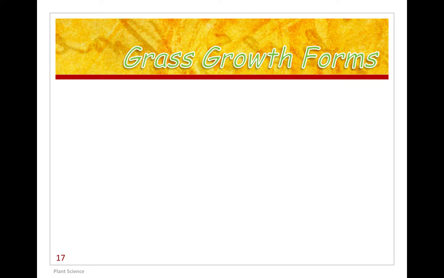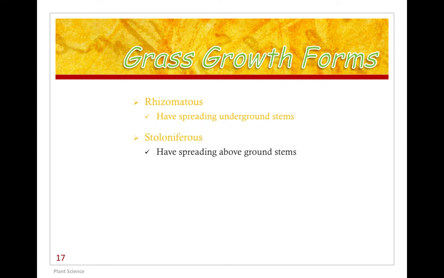Grass growth forms is next. This is only for the grasses. We have 3 grass growth forms. One is rhizomatous. That means that they have spreading underground stems. It's a modified stem that grows underneath the ground. And then a new plant will arise from that underground stem. The next one is stoloniferous. These are stems that spread above the ground, and they will have a plant grow in between them.